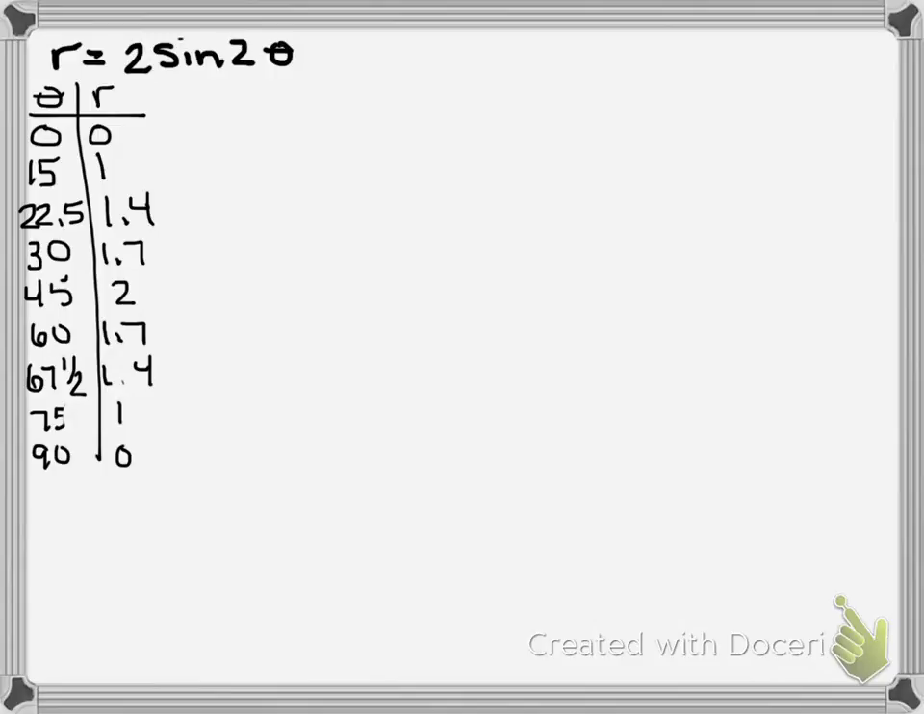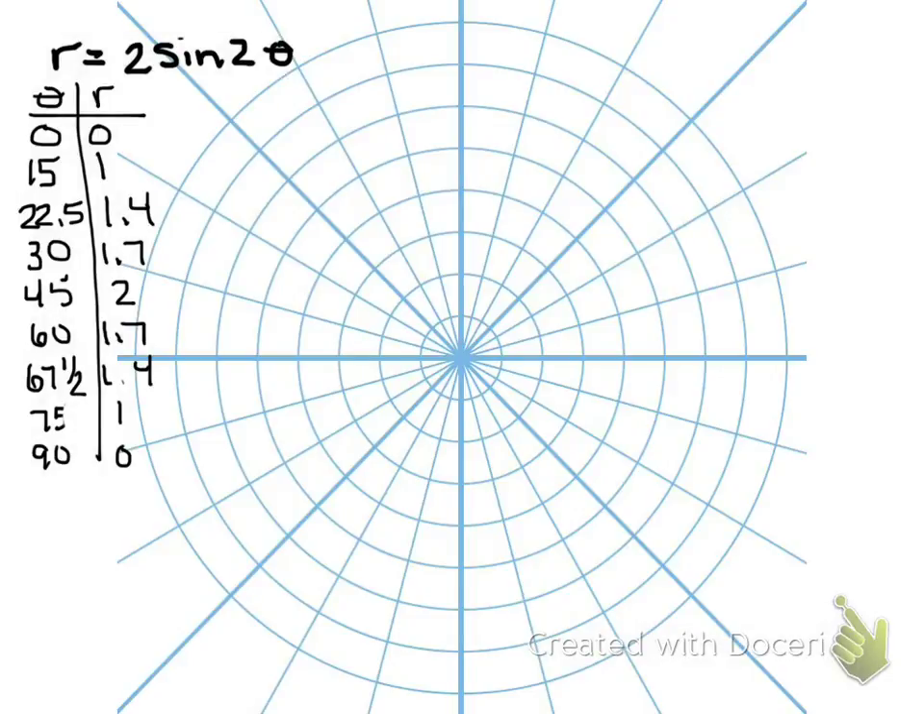Okay, so we're going to go with this, but when we go to graph this, 0, 0, that's our pole. Okay, 1, 15 degrees. How nice for that to already be marked on there. 1.7, 30 degrees. Okay, 2, 45. 1.7, 60. 1, 75 degrees. So we have this graph right here. I hate to break it to you, that's not the entire graph. So let's keep going with this.